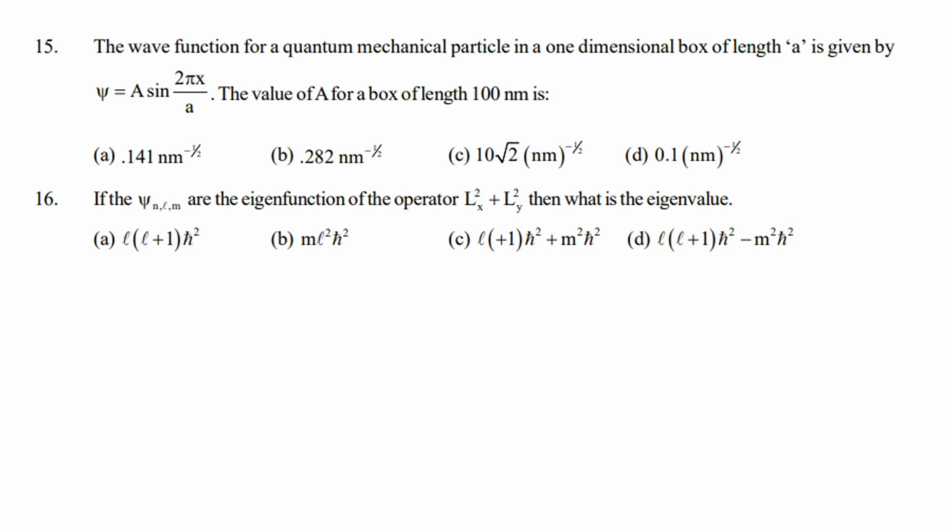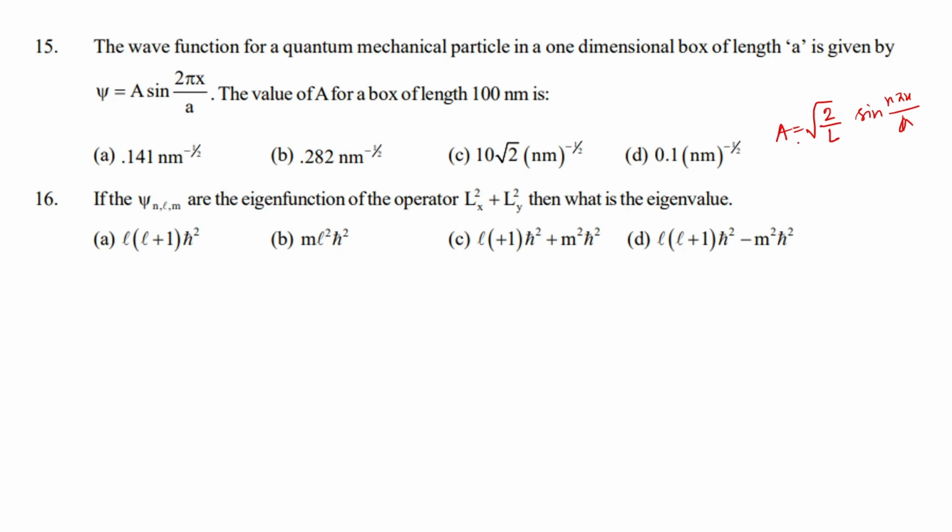Now question number 15. A 1D box wave function is given as A sine 2 pi x by a. You just need to get the value of A in terms of the box length. So you know what A is, right? You already know that it is root 2 by L, right? Because it is sine n pi x by a. You can do it the hard way, by doing the normalization and getting root over 2 by L, but you have to be smart enough, right? You know what the value of A is going to be.